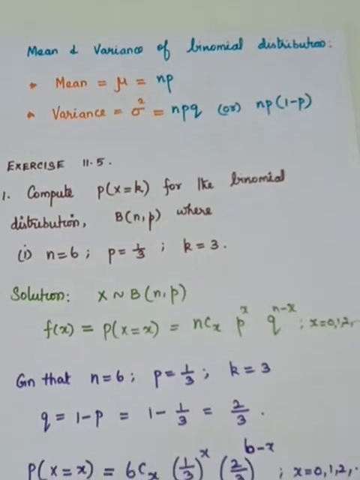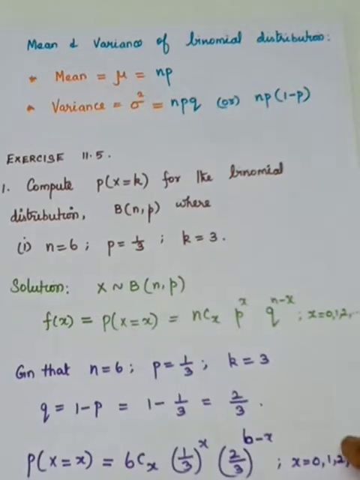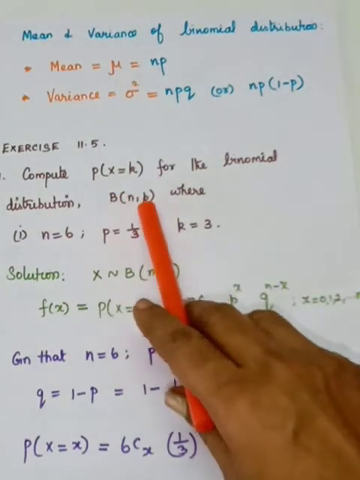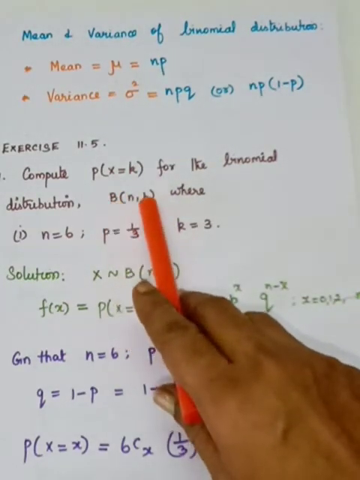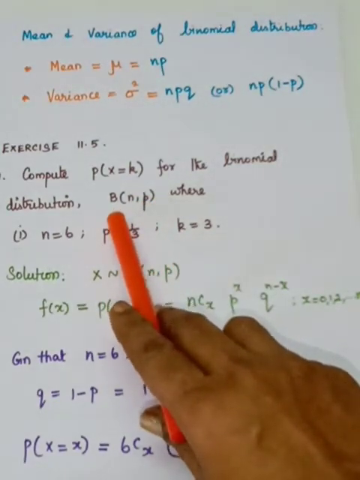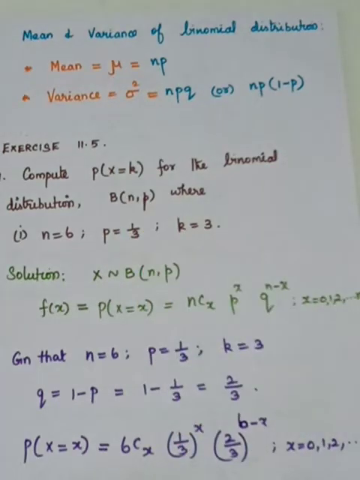Now we are moving to exercise 11.5. Compute P of X is equal to k for the binomial distribution B of n comma p. B of n comma p means that X follows the binomial distribution. In that binomial distribution you have two parameters: one is n, the number of trials, and the other is p, the probability of success.